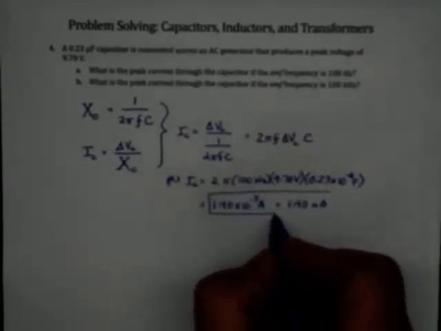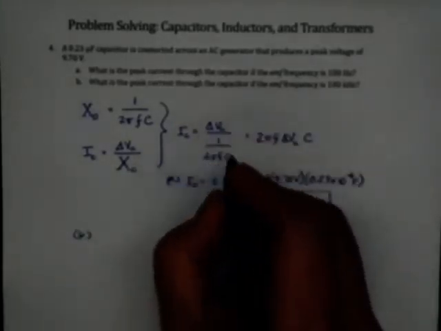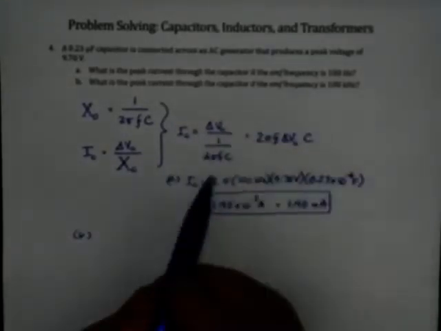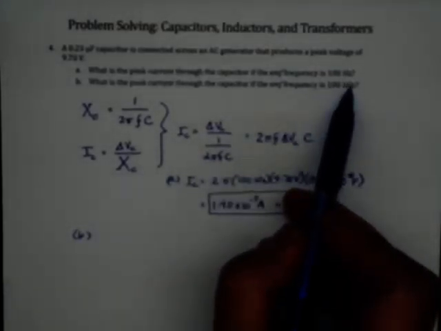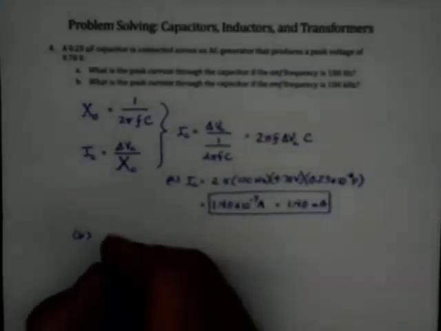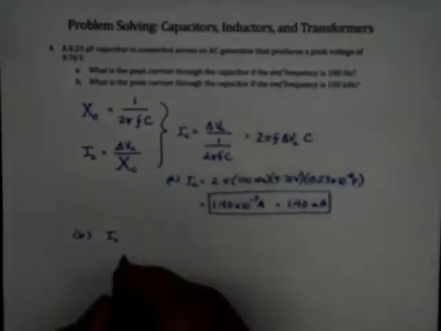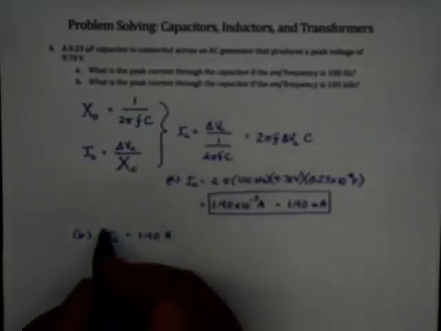We shouldn't need to redo the calculation to do part B, since we showed here that the current is directly proportional to the frequency. If the frequency is instead 100 kilohertz, that's 1,000 times bigger than this, which means the current that we're going to produce is 1,000 times bigger than this, so that's just 1.4 amps.